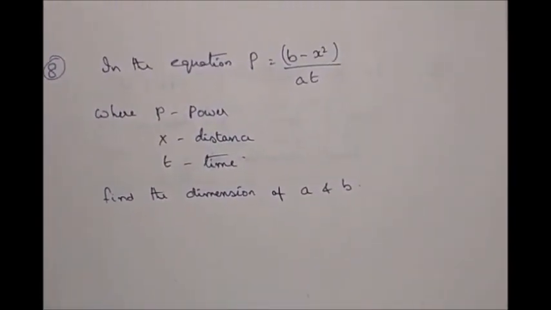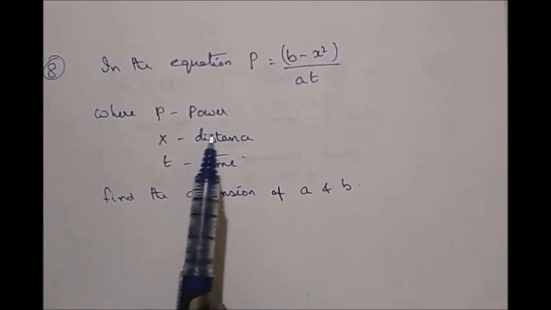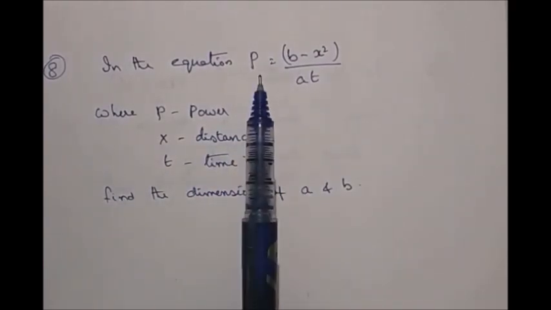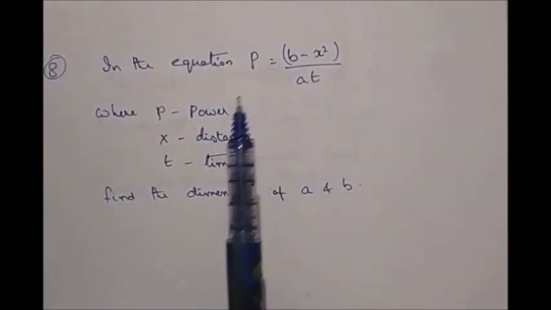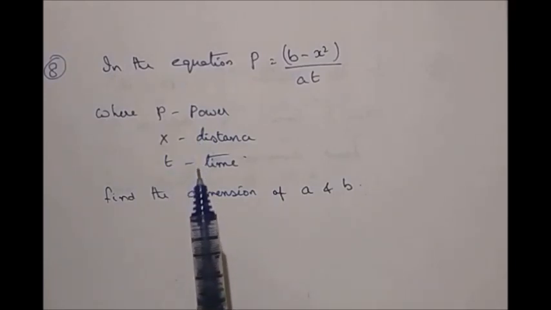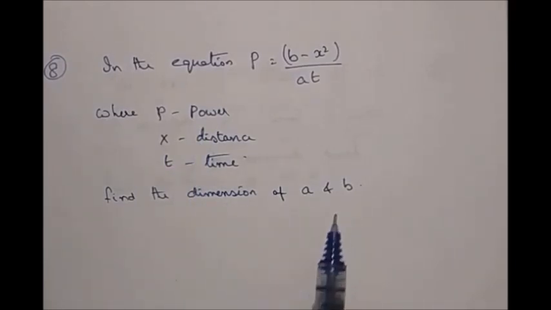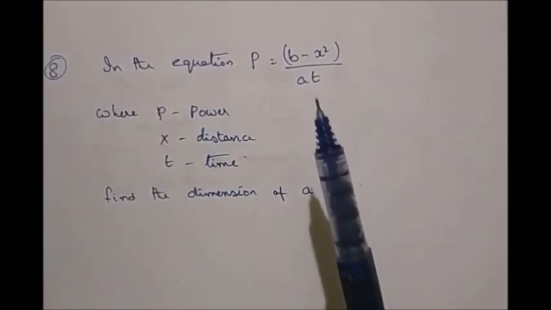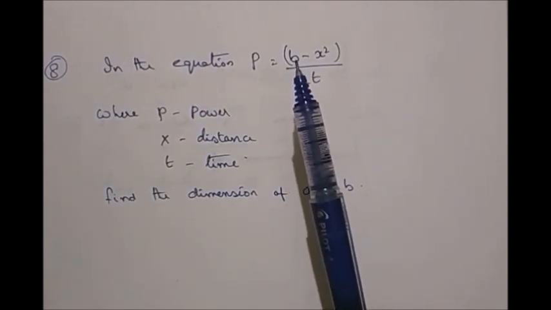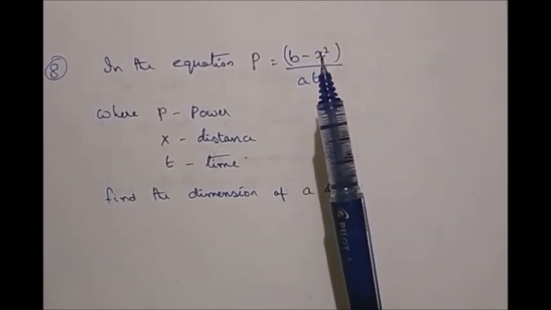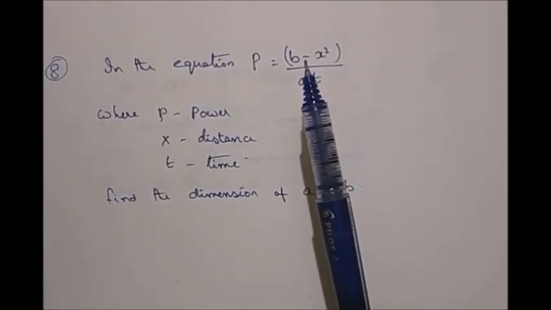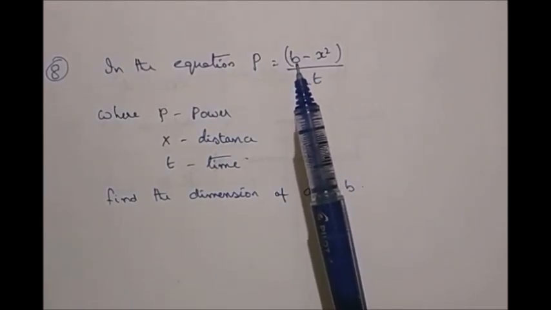So I've written this one. P is given here and P is power, x is distance and t is time. We need to find out A and B. Look at this one very carefully here. This is B minus x square. This is distance square. Distance square minus what should be this dimension also. This dimension also should be distance square.